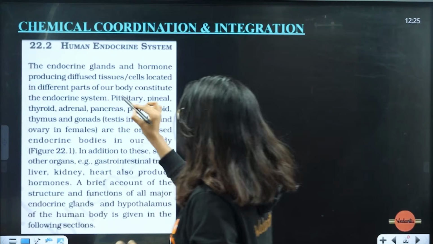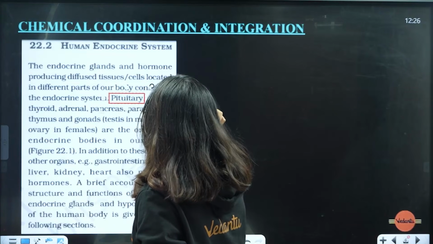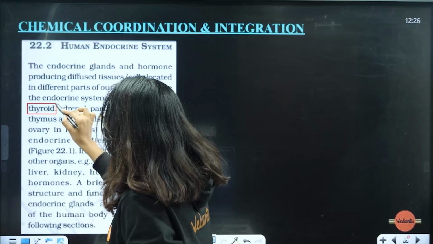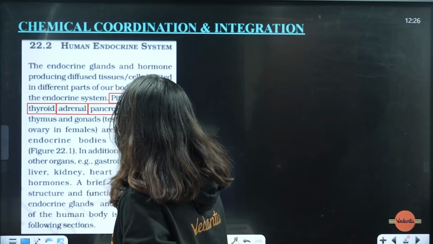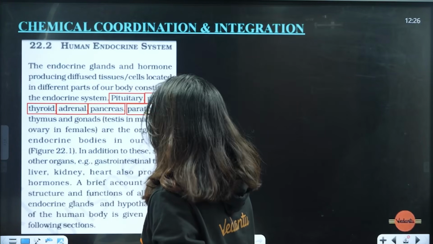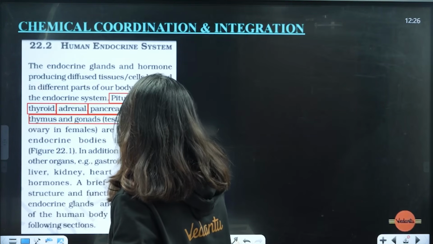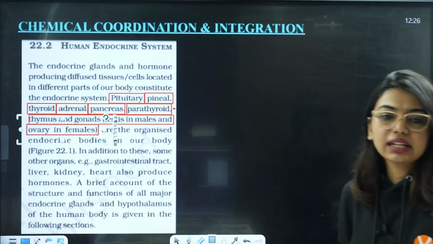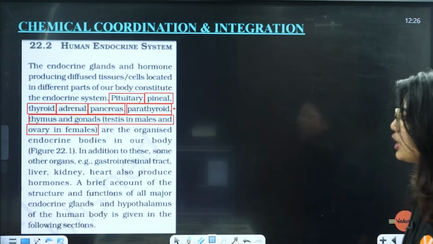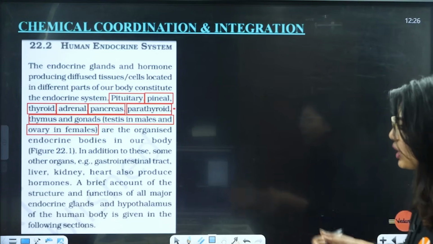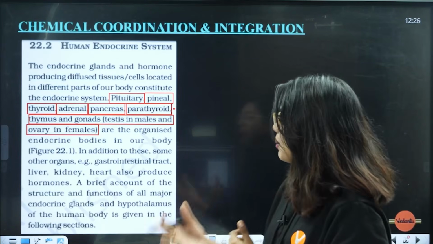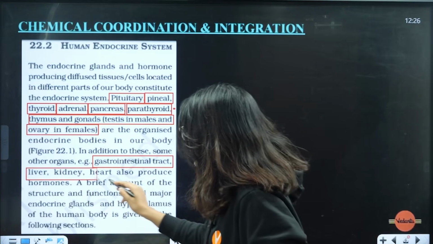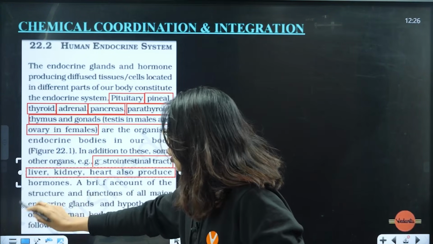In the endocrine system we have the pituitary, pineal, thyroid, adrenal, pancreas, parathyroid, thymus and gonads. Okay, testes in males and ovary in females. All of these are endocrine glands. These are the organized endocrine bodies in our body. In addition to these, some other organs like the gastrointestinal tract, liver, kidney, and heart also produce hormones.